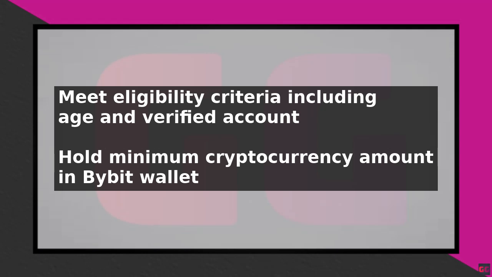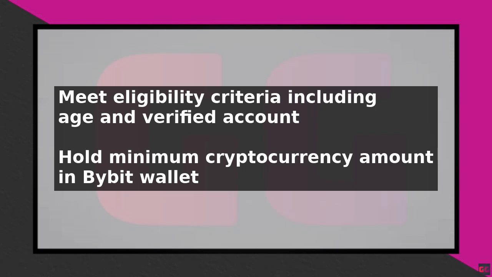Once you meet the eligibility criteria, click on the Apply Now button and fill out the application form. You will be required to provide some personal and identification information, such as your name, address, and government-issued ID. Make sure to provide accurate and up-to-date information to avoid any delays in the application process.